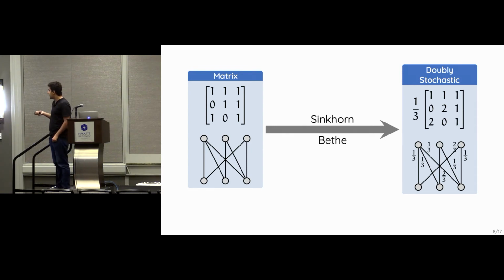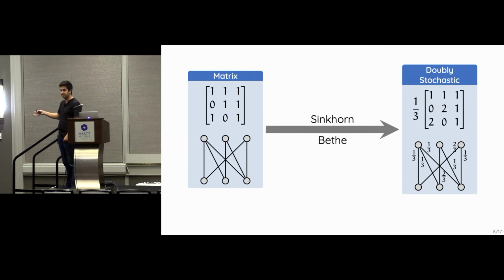If you start with a matrix, or alternatively a bipartite graph representing it, both Sinkhorn scaling and Bethe approximation find a doubly stochastic matrix, which you can think of as a weighted bipartite matrix which has degrees all equal to 1. Sinkhorn and Bethe don't necessarily arrive at the same doubly stochastic matrix. They might arrive at different ones, but both of them find this, and in terms of that, they bound the permanent. Both of these methods work by solving a convex program.